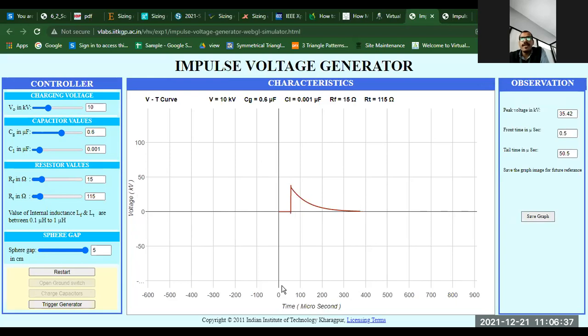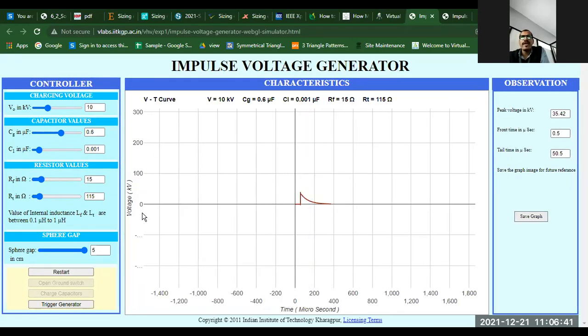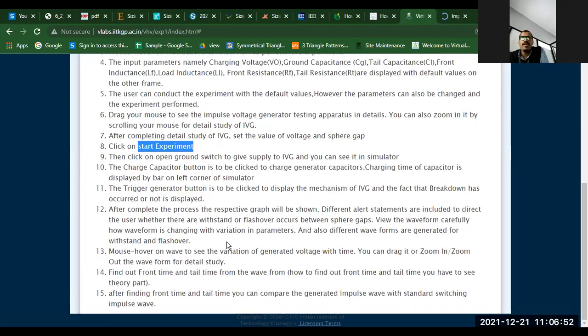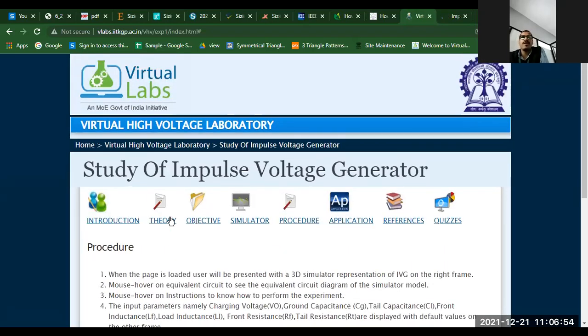You will see there are microseconds, and this is a voltage versus time curve. Okay, so this is for the impulse voltage generator. You can perform that on your mobile also. All these operating procedures have been given.